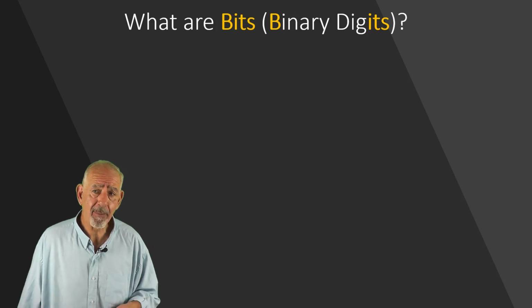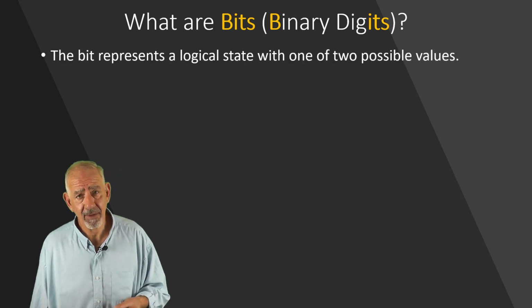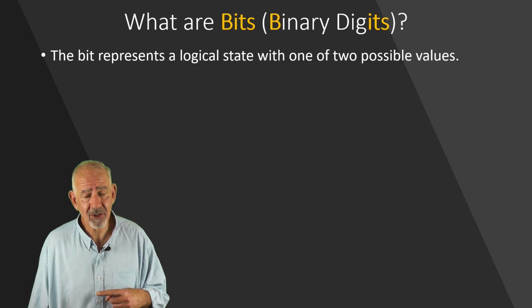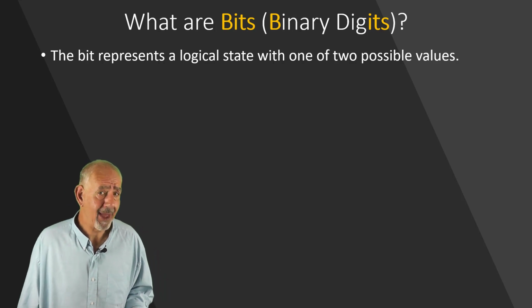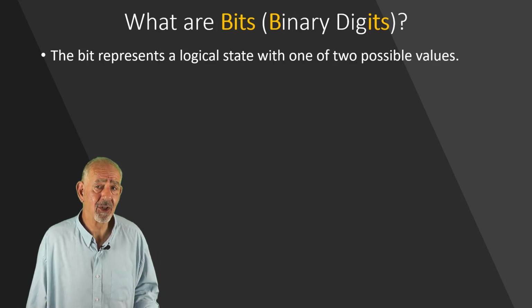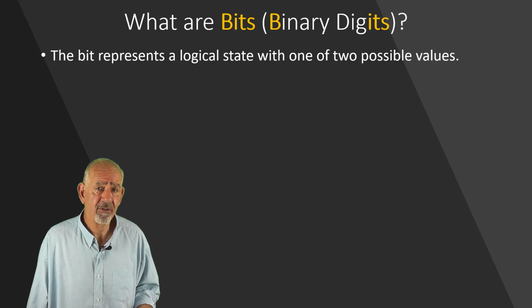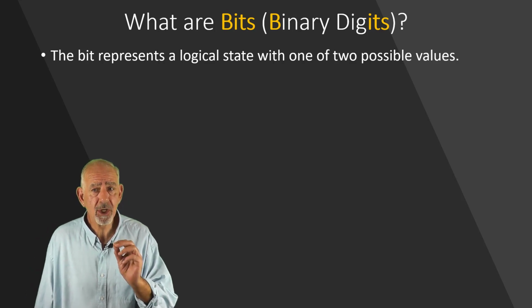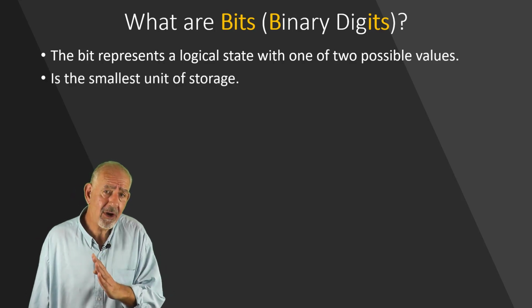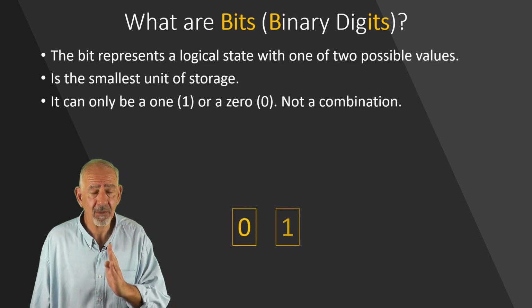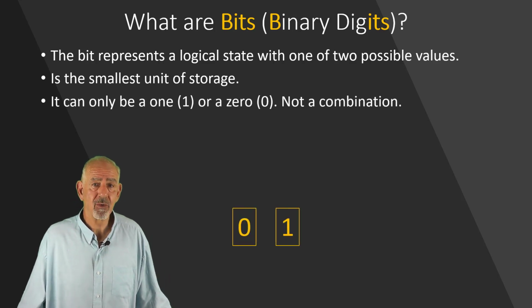And one bit represents a logical state, one of two values. So our light bulbs aren't that intelligent because all they know how to do is go on and off. But that bit is the smallest unit of storage, and it can only be a 1 or a 0. You don't have much choice with 1 and 0. It's either this or that.